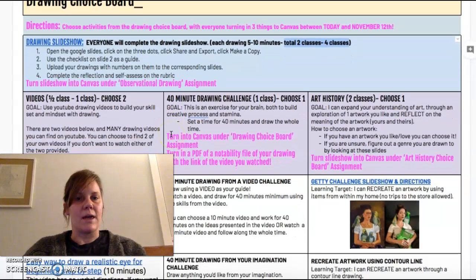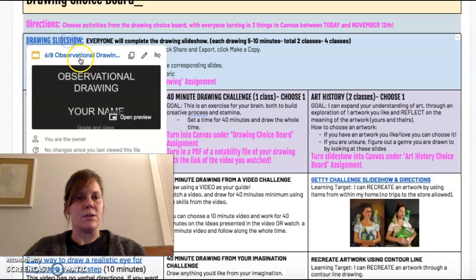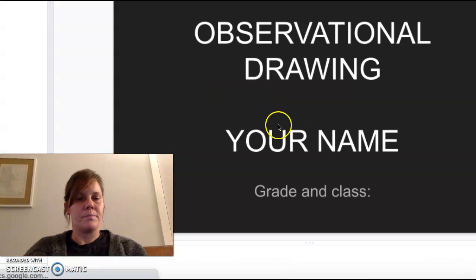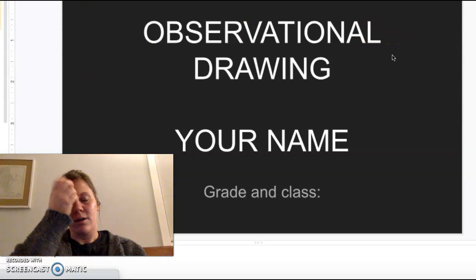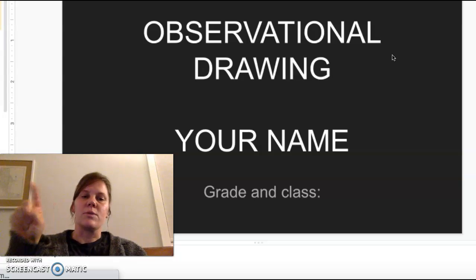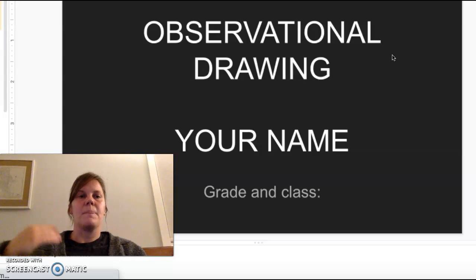Now, if we keep going back here, this drawing slideshow is going to bring you to this slideshow. You're going to change your name. You're going to go up to the top right-hand corner. On your iPad, you're going to click the three buttons, the hamburger button. You're going to click Share and Export. You're going to click Make a Copy. Then you're going to own it. You're going to change your name. You're going to change your grade in your class.